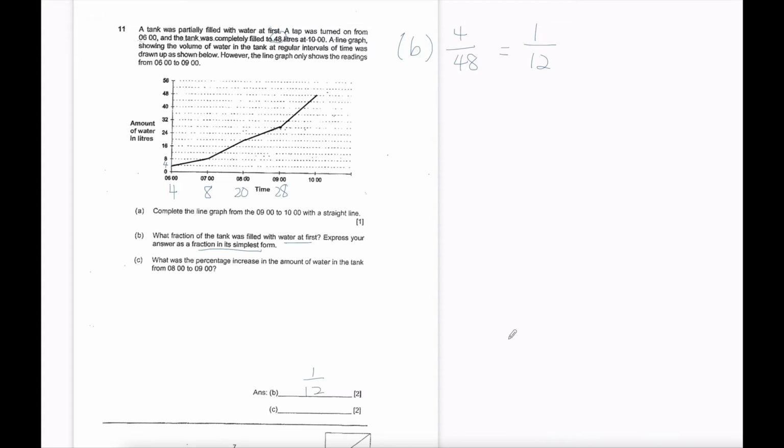Pretty easy. So part C: what was the percentage increase in the amount of water in the tank from 8 to 9? From 8 to 9, what's the increase? It increased from 20 to 28, correct? So I had an 8 liters increase. When we want to find percentage increase, it's always the increase over the original value. The original value is the value at 8 a.m. So it's 8 over 20 times 100%. You're going to get 40%. And that's another 2 marks for us.